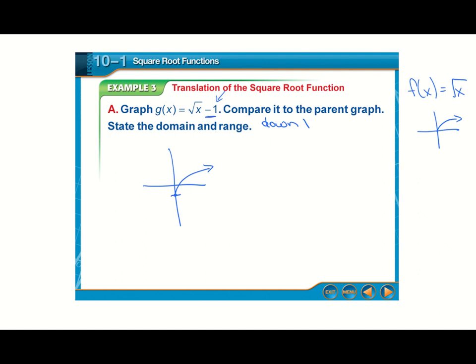So if it wants my domain, that's all my x values. That's where x is greater than or equal to 0. And my range is all my y values. Now, where am I starting at y? I'm starting where y is -1 and I'm going up. So y is greater than or equal to -1.